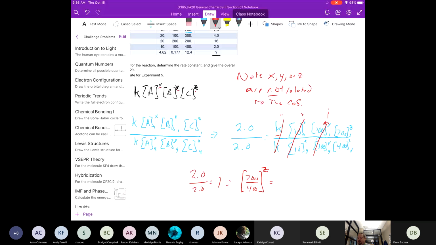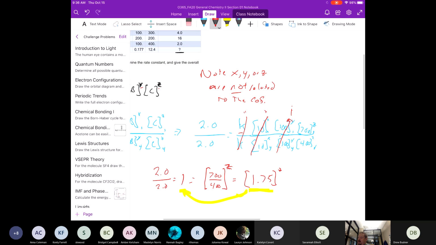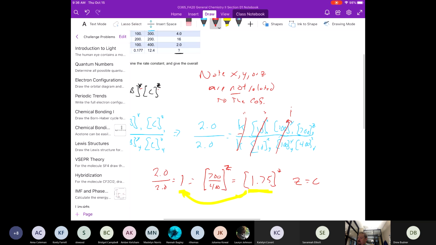Let's actually do that math. I'm not trusting myself. So this is equal to 1.75 to the Z, right? So what do we have to raise 1.75 to get 1? Because these two are equal, right? And in fact, if we want 1 from any number, then it has to be 0. So Z is equal to 0, because raising any number to 0 will give you 1. Okay.